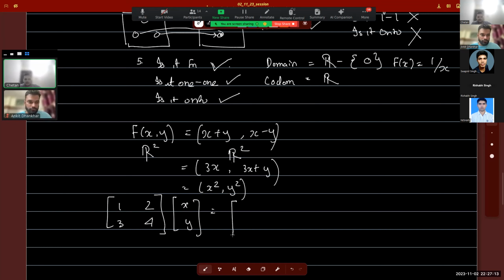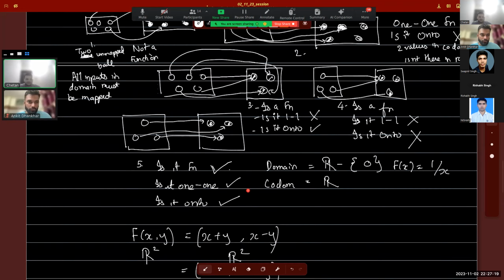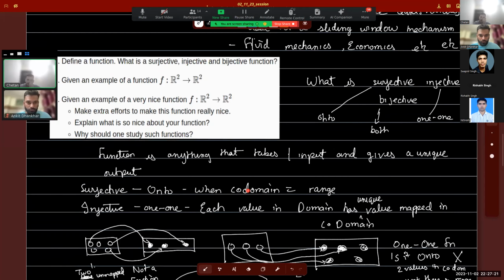Horizontal line test to check one-to-one. Yeah, correct. Can you scroll up for a second, Shriram? Can you look at this definition for injective, one-to-one, that each value in the domain has some unique value mapped to it in the codomain? What happens when we do the horizontal line test?